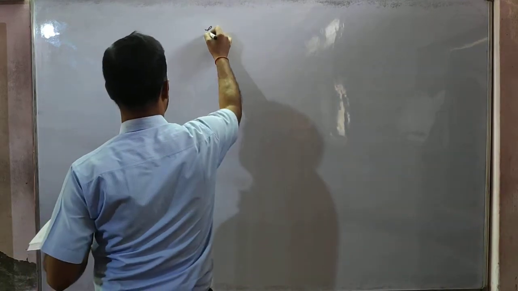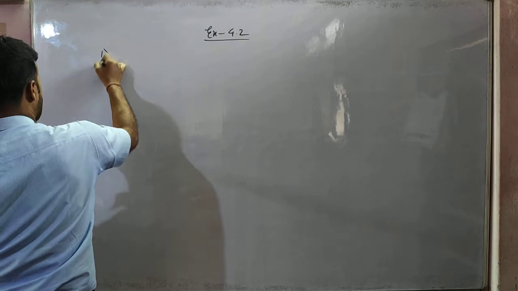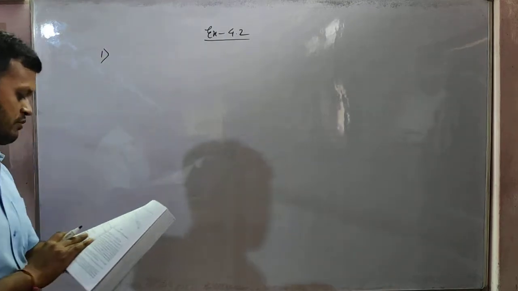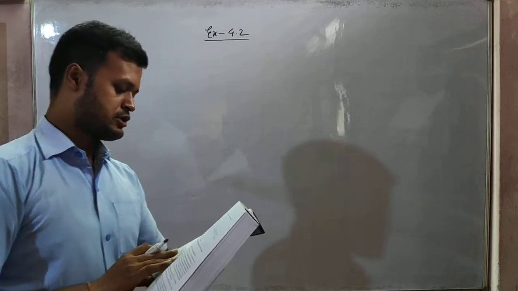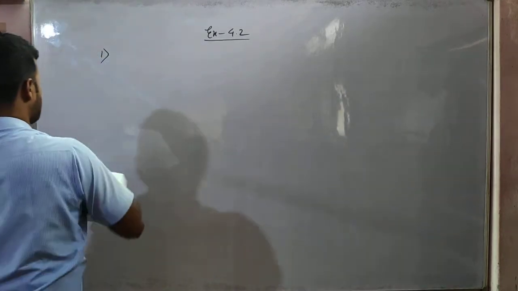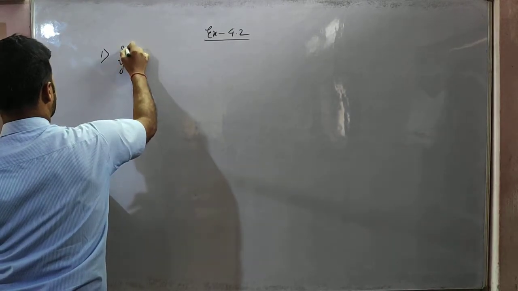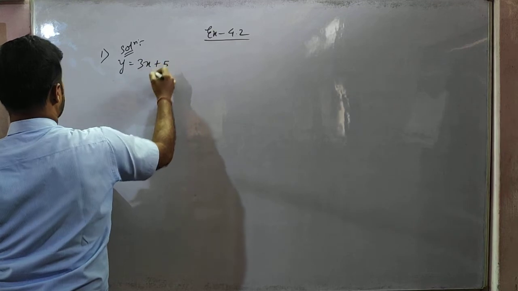So let us enter, students, exercise 4.2, number 1. Which one of the following options is true and why? y is equal to 3x plus 5. One equation is given to you, and we need to find the solution directly. 3x plus 5, this equation is given to you.